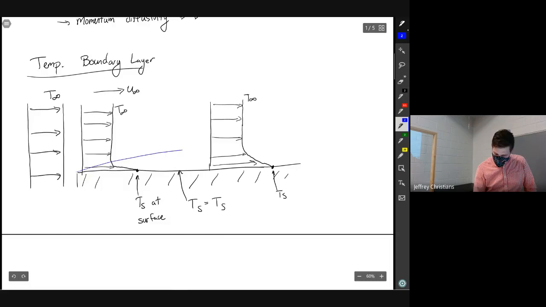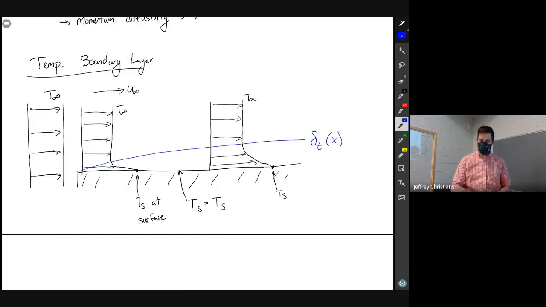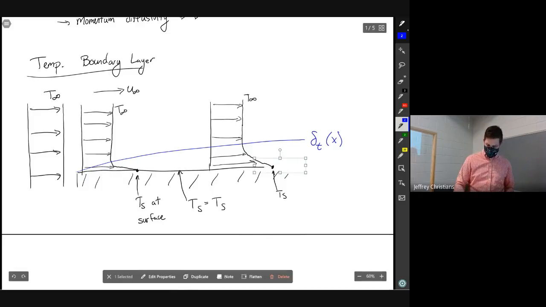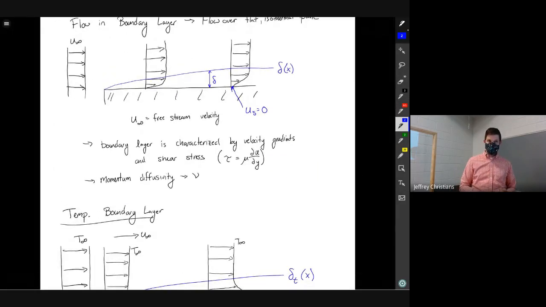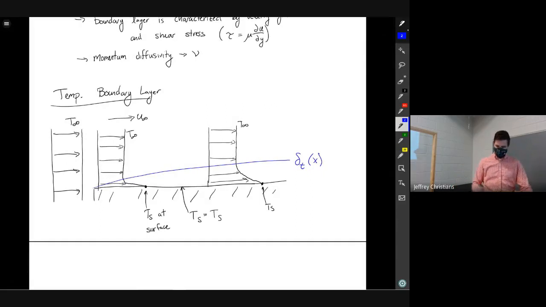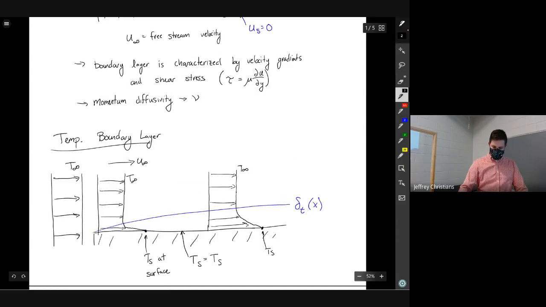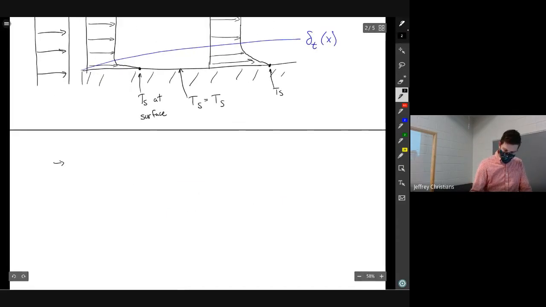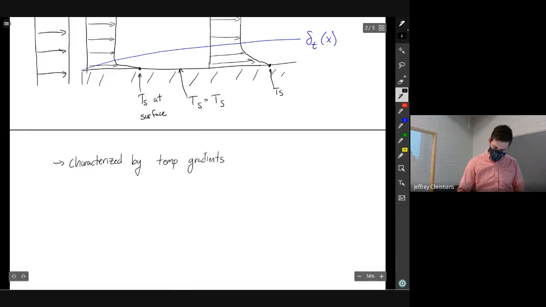Let me draw it a little bit better. So we're going to differentiate between the thermal boundary layer and the velocity boundary layer. The velocity boundary layer is delta. The thermal boundary layer is delta sub T, for thermal, for temperature. The thermal boundary layer is defined by, or characterized by, temp gradients and heat transfer.